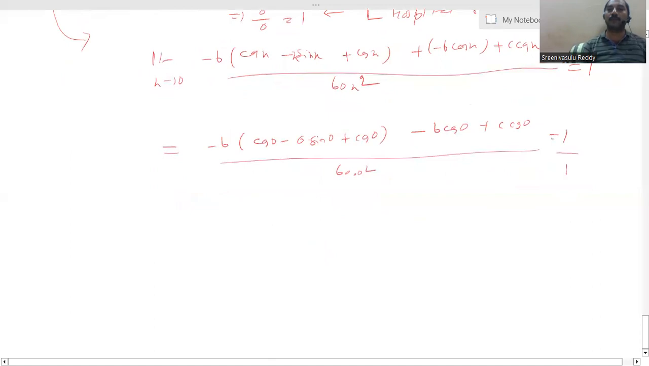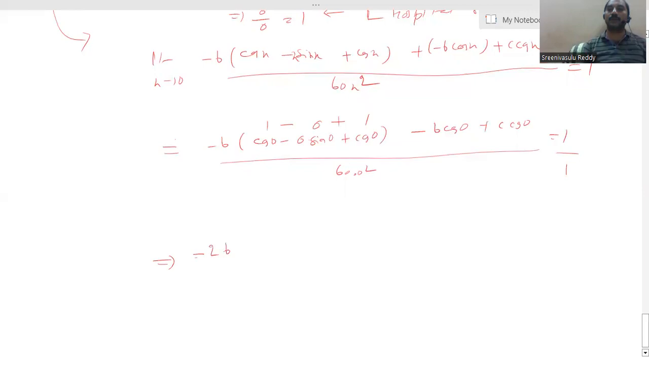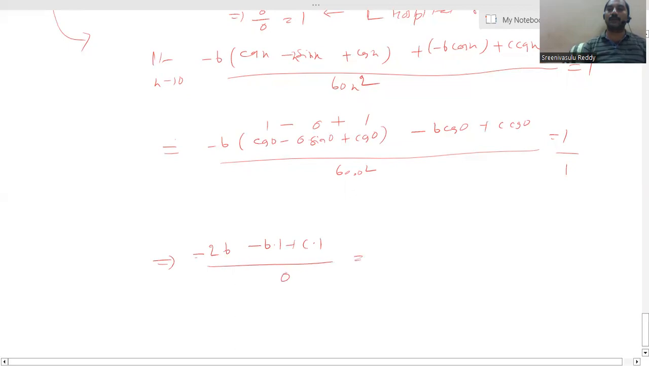If you have any confusion, first simplify the numerator. What about numerator? Cos 0, 1. Cos 0, 1. This value 0. 0 minus 1 plus 1 means plus 2. That means minus 2b. Here minus b into 1 plus c into 1 by 0 equal to 1. Take a cross multiplication. Here numerator becomes minus 3b plus c equal to 0.